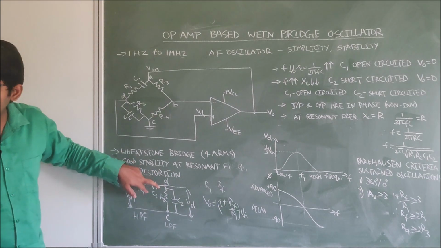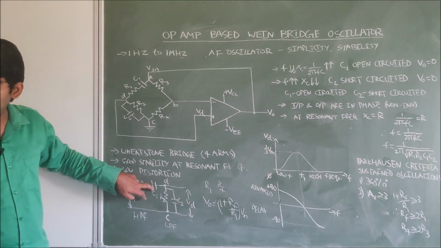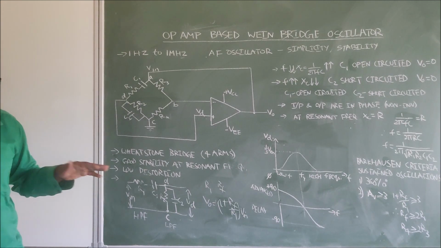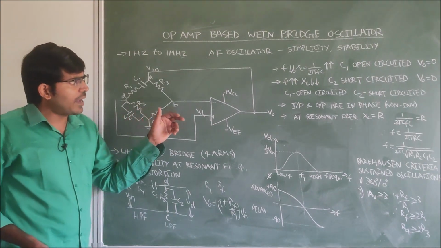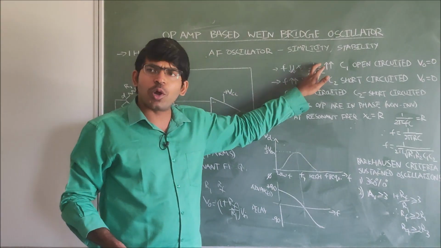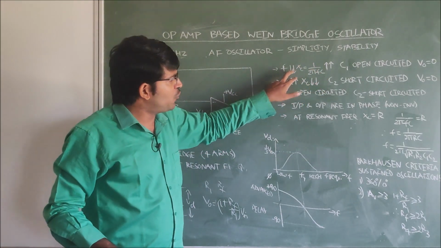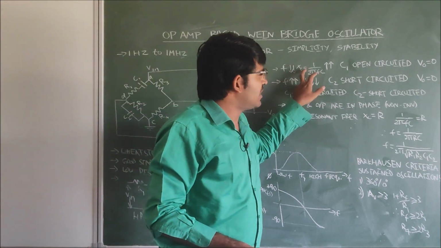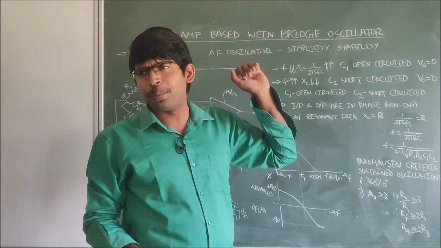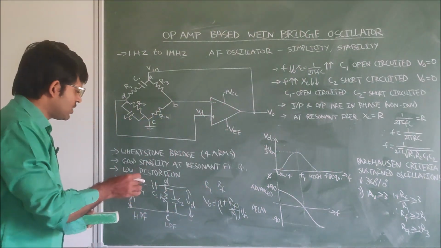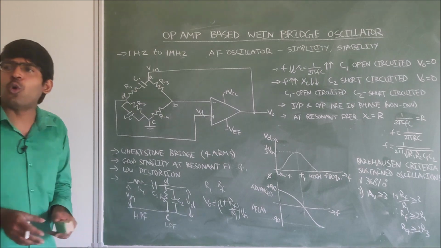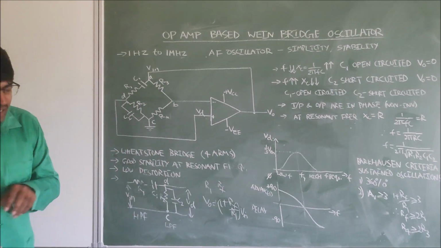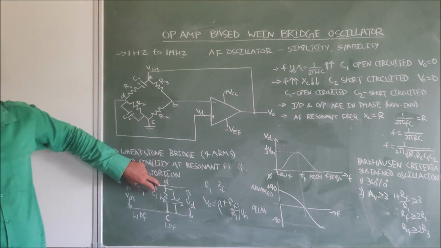This is acting like a high pass filter and this is acting like a low pass filter. We will try to understand this circuit. The capacitive reactance Xc is equal to 1 by 2 pi fC. At very low frequencies, this Xc value is very high, so the capacitor will be open circuited. It will not allow the low frequency signals. That's why we call this a high pass filter.